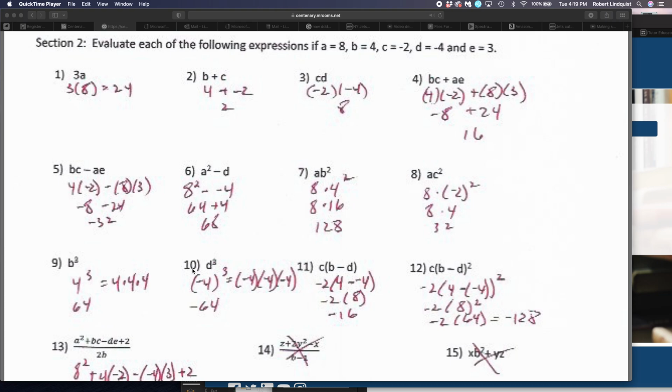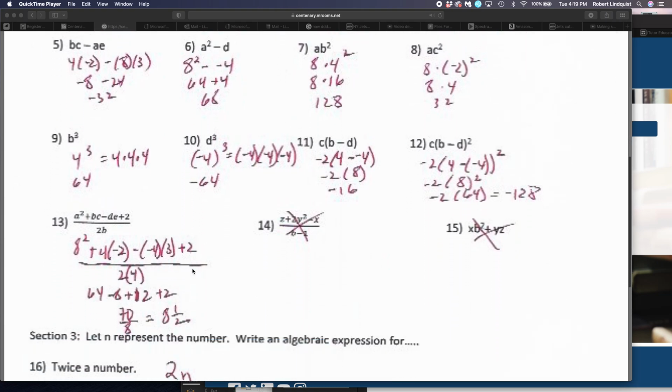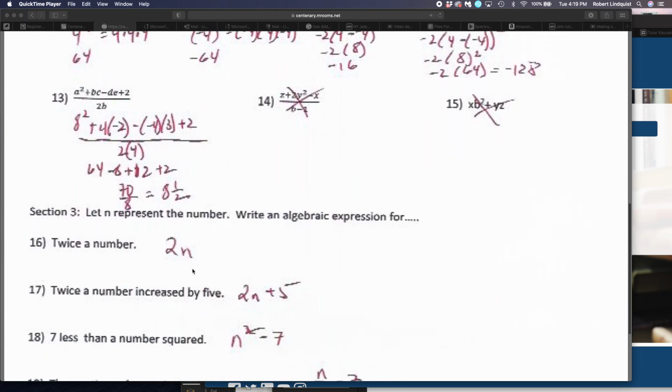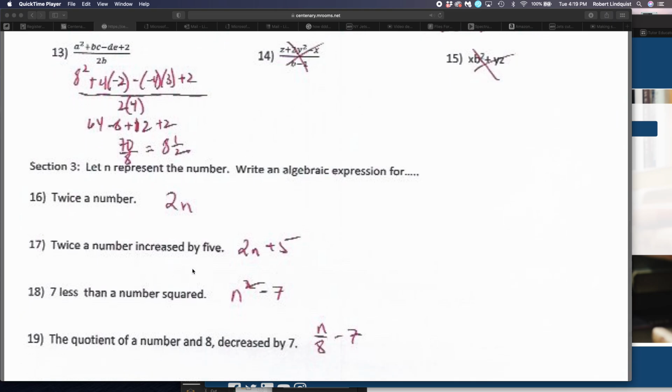You cannot do 14 and 15. Okay, there's 13 through 19. Okay, remember quotient means divide in number 19, and whenever you see more than or less than, you have to switch the order. So in number 18, it says 7 less than a number squared. First shall be last, last shall be first. Put the squared first, put the 7 last. And we know less than means minus, okay?